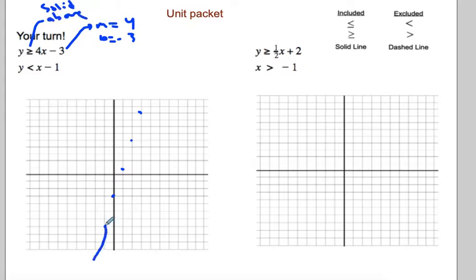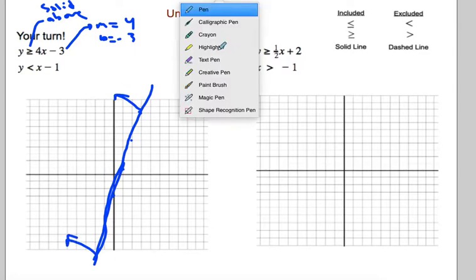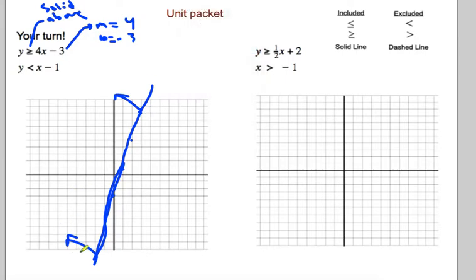So solid line, pretend that's straight. And we are shading, oh, I wanted to do that first. We are shading above that line. So this shaded region represents everything that is going to be bigger than or equal to 4x minus 3. This is so fun. It's like coloring all over again. Awesome. So moving on.